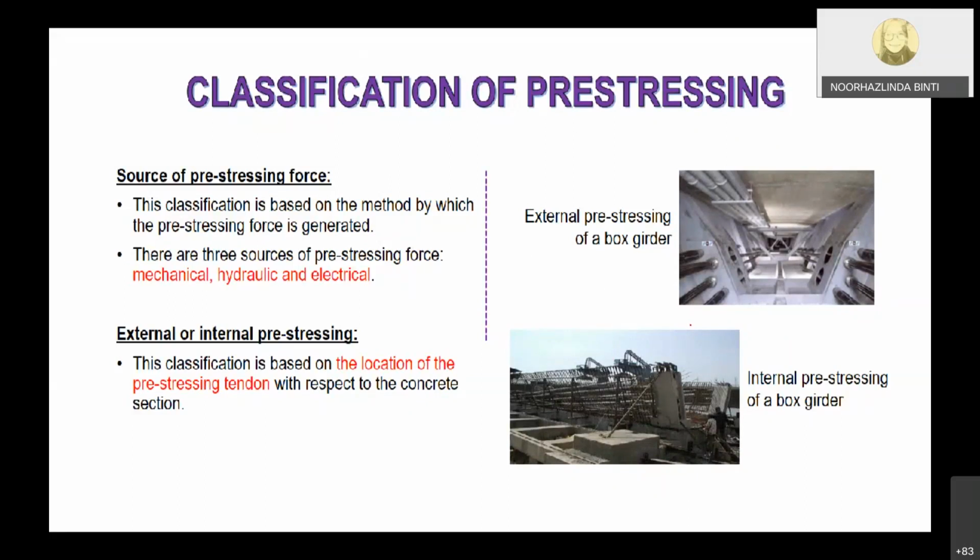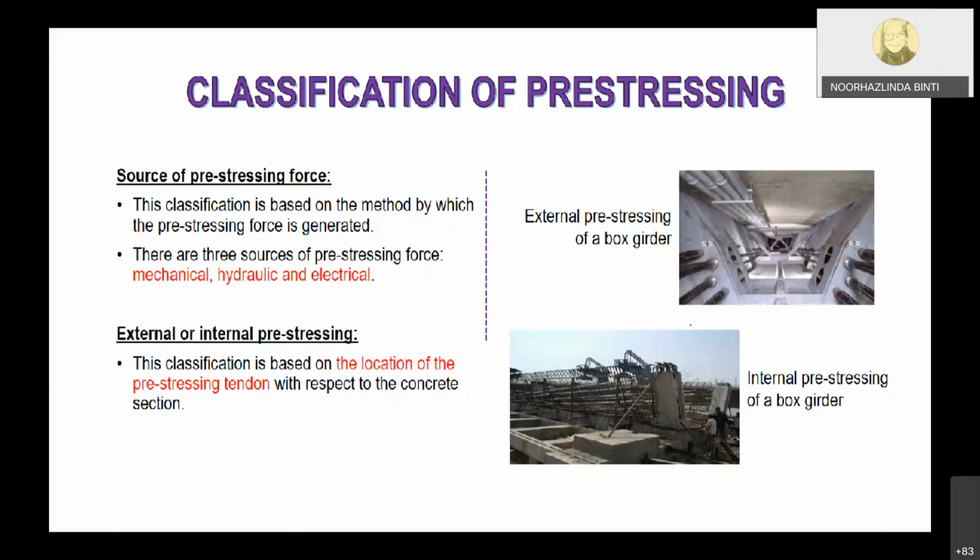The source of prestressing force, just now in pretension, is from the jack. That one is a common practice. There are 2 other ways. Jack usually hydraulic, mechanical also can be used, and electrical also can be used. So we can classify prestressing according to the source of prestressing force. Maybe we call it mechanical prestressing, hydraulic prestressing, or electrical prestressing. That's one way. Another way is external or internal prestressing.